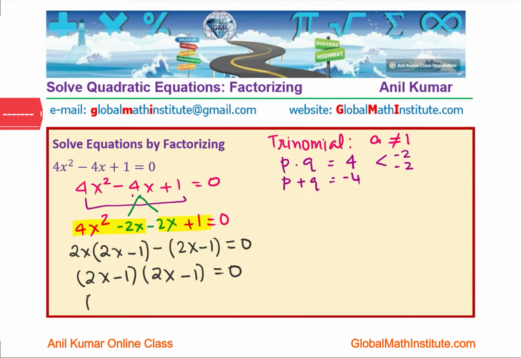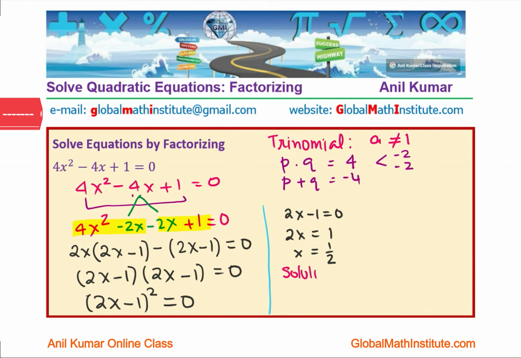Well, this is also a perfect square. So we get 2x minus 1 whole square equals 0. And now, what is the answer? Well, we have to equate 2x minus 1 to 0. That means 2x is equal to 1 or x is equal to half. So we get one solution, and that is x is equal to half. So our solution is that. Clear to you?